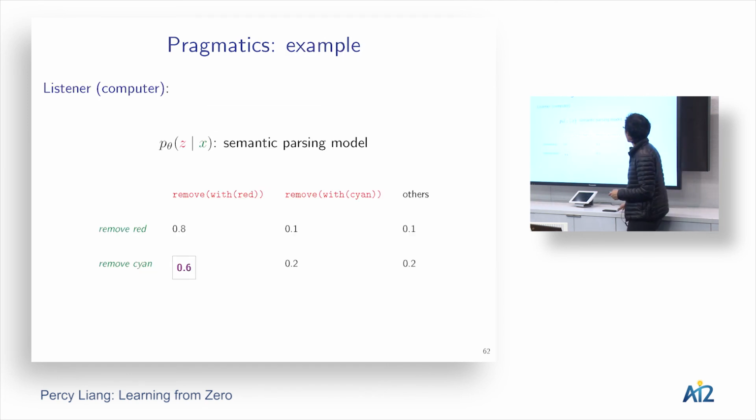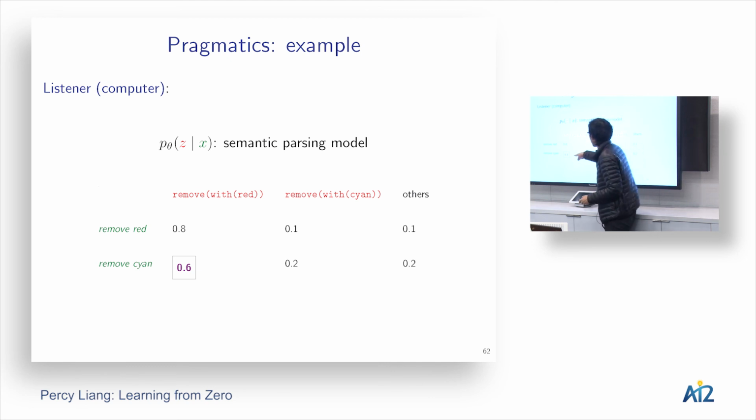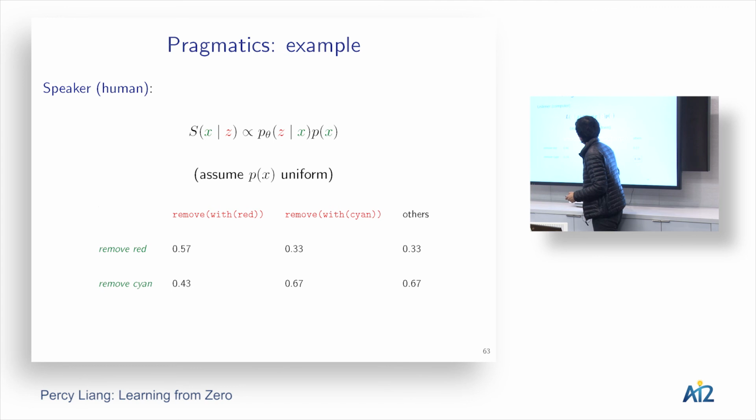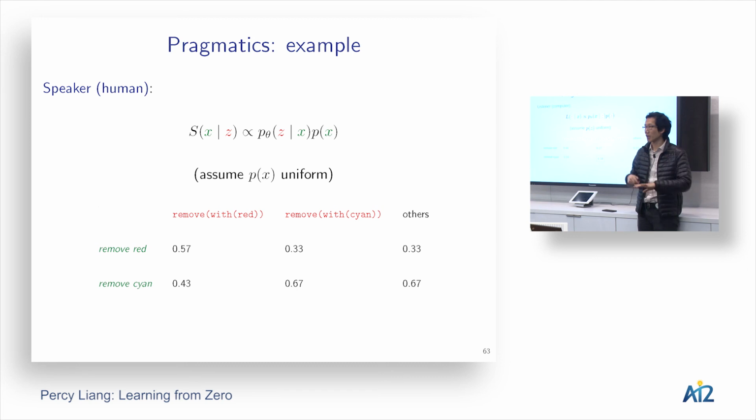Just to give a numeric example: here, you saw "remove cyan." If you just take the original model, it's going to say 60% remove red and 20% other stuff. But if you iterate this 2 times, so here's a speaker and here's the listener, then you see that the distribution over logical forms conditioned on the sentence is now shifted, where the mass is rightfully not on remove red. So by doing this kind of pragmatic reasoning, you get the effects of this mutual exclusivity.